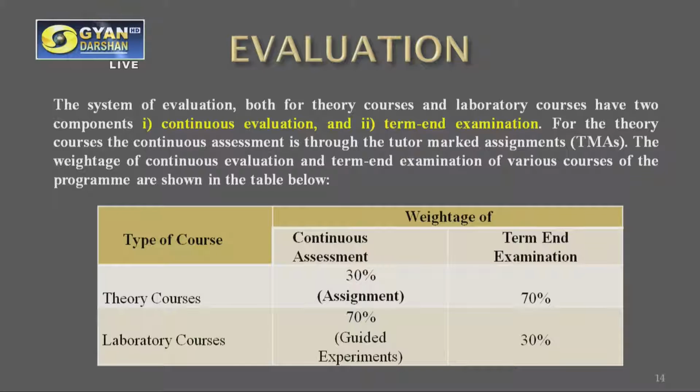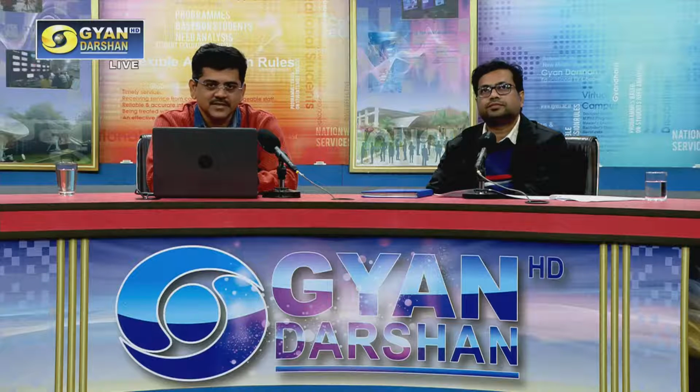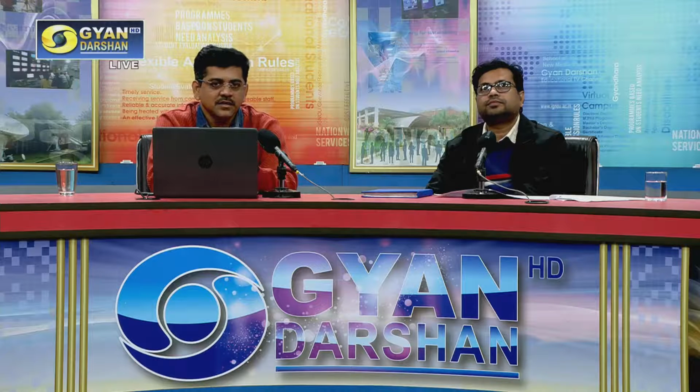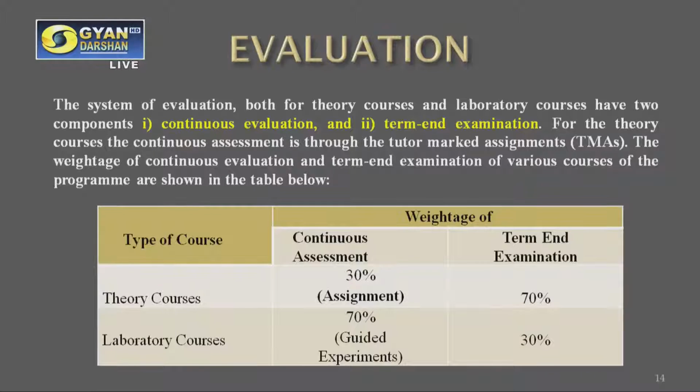Okay, so the continuous assessment is done in the form of your assignments. That means for every course you will find some assignments on the IGNOU portal. From the download section, you can download the assignments and give the answers. After that, at the end of the year, you will have term end examinations. The term end examination weightage is 70%, whereas the continuous assessment, that is the assignments, has 30% of the weightage.